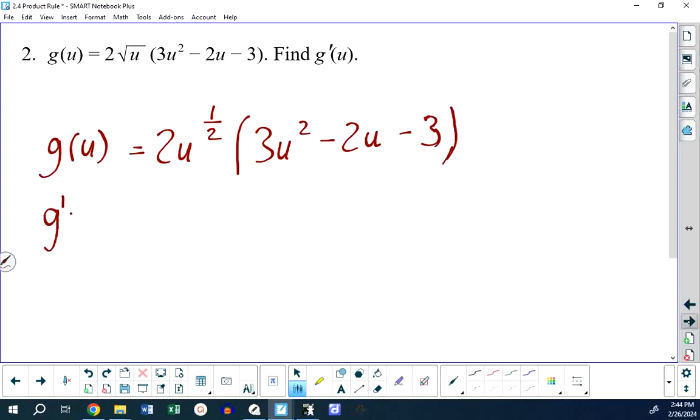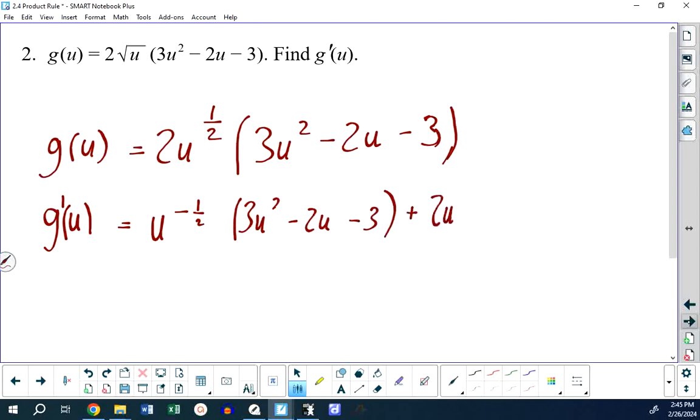So g prime of u is the derivative of the first. Just take a pause for a second there. The derivative of 2u to the half is u to the negative half. Swing the exponent down, drop 1 from the exponent, times the second. Plus the first, times the derivative of the second. We okay with that?